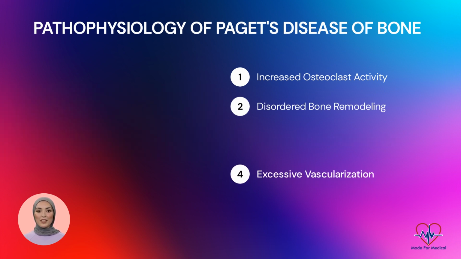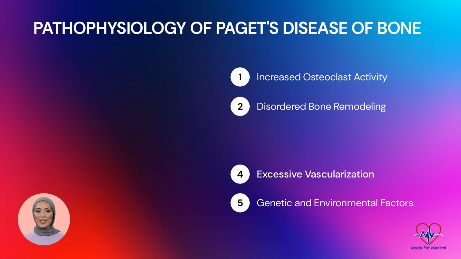Excessive vascularization. There is evidence to suggest that Paget's disease involves increased vascularity within the affected bones. The increased blood flow may contribute to the abnormal bone remodeling process and the characteristic bone deformities seen in the disease.